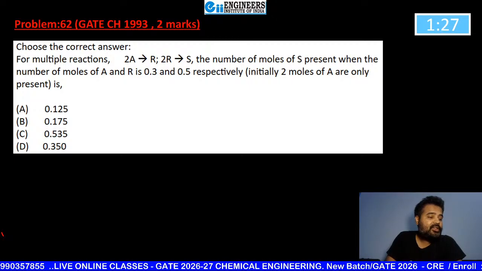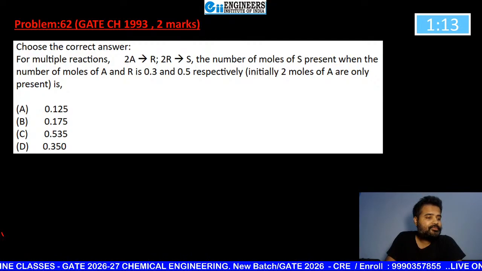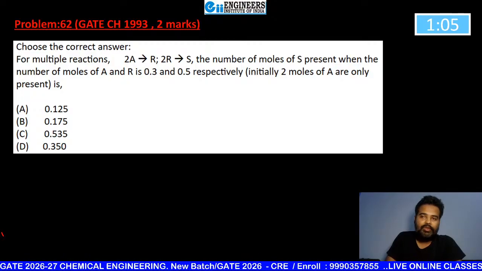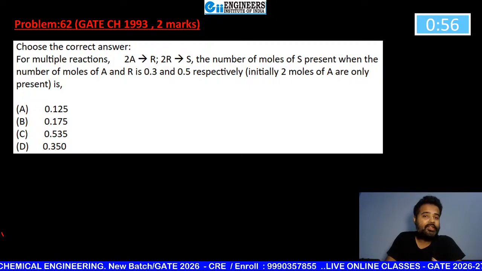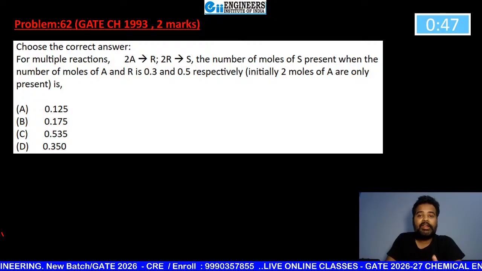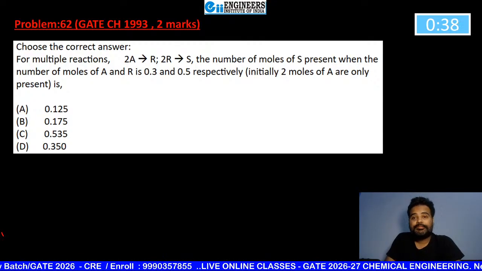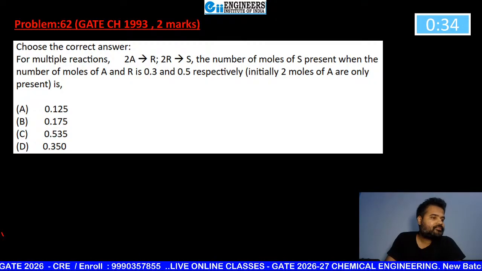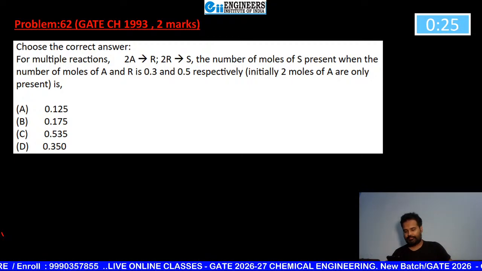No personal talk or messages, beta, just comment your answer, my dear students. Don't waste time typing other things. Solve this and tell me the answer, beta. Last 1 minute, beta. The problem is very very easy. 2A is forming R, 2R is forming S. The number of moles of S present when the number of moles of A and R is 0.3 and 0.5 respectively, initially 2 moles of A are only present, is. Do it, do it quickly, solve it, beta. Just send me your answer.